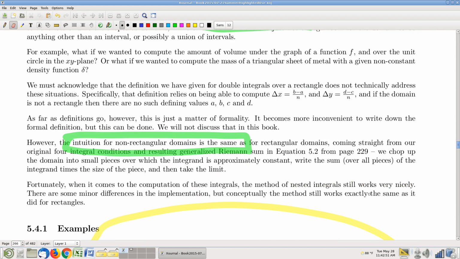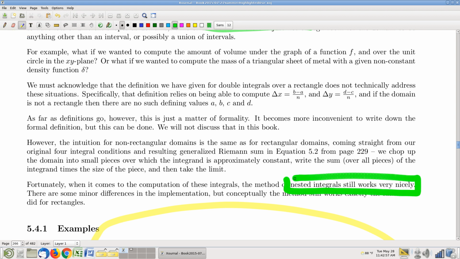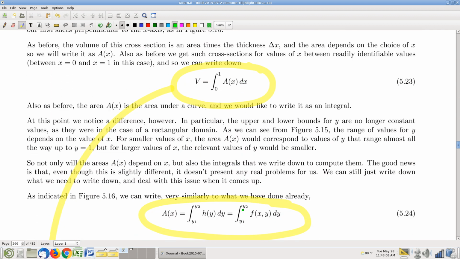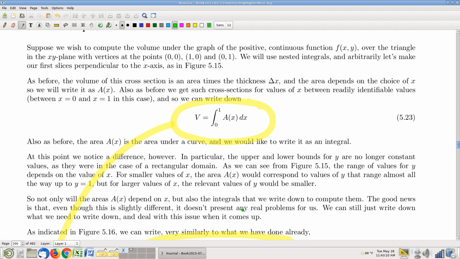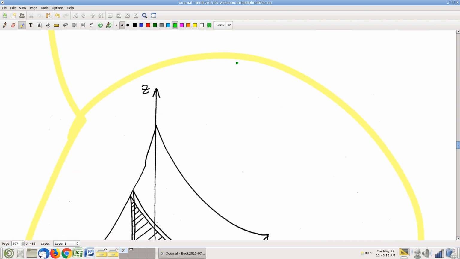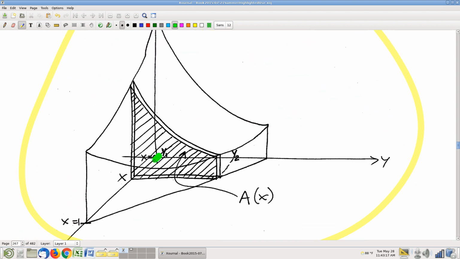And the idea of understanding double integrals over non-rectangular domains with nested integrals still works just fine. And I'm going to explain by example how that works. Let's start by thinking about a triangle that has these three vertices. Here it is. Triangle in the XY plane that has those three vertices.